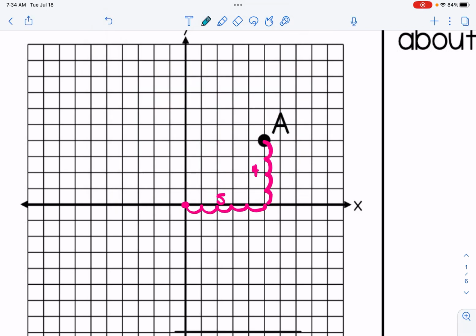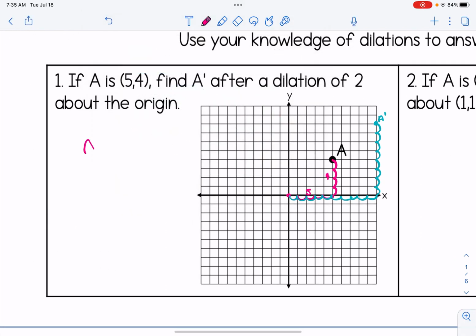I'm going to switch colors here for a second. Now I want to double that since my scale factor is 2, so I want to go 10 units to the right, and instead of going 4 up, I'm going to go 8 up. Remember, I'm doubling because we have a scale factor of 2. And there's my coordinate of A prime. It looks like A prime in this case is going to be 10, 8. You might notice that the original coordinate was just doubled. We multiplied by 2. That will happen any time you are dilating a point or figure and it's centered at the origin. You can just multiply the coordinates.